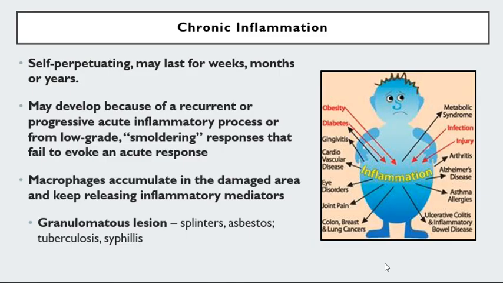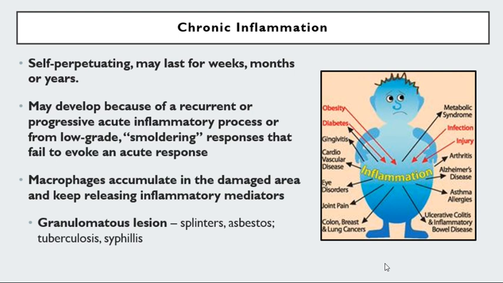Chronic inflammation is self-perpetuating and may develop because of recurrent or progressive acute inflammatory processes from low-grade stuff. So some chronic inflammation comes from acute inflammation that's never resolved, but some starts off as chronic and then continues on as chronic.